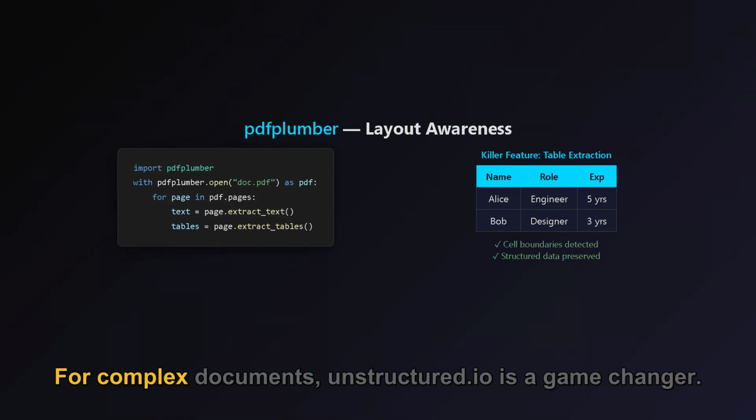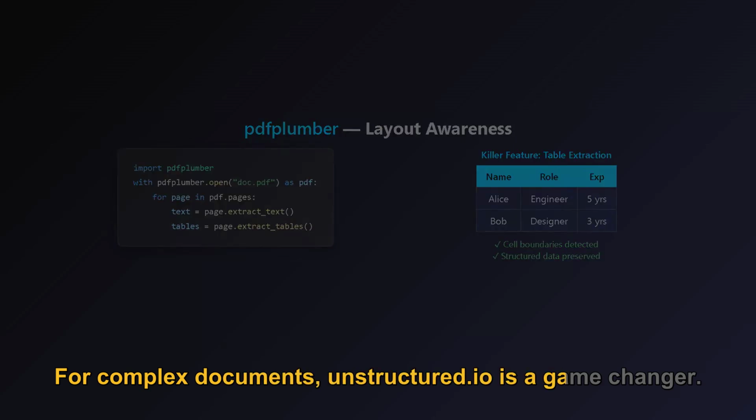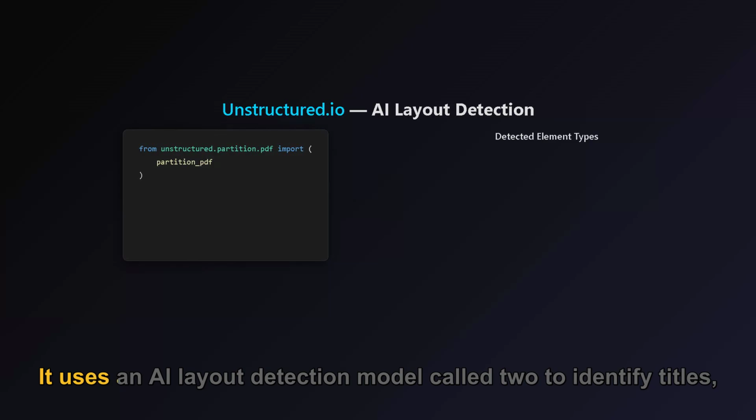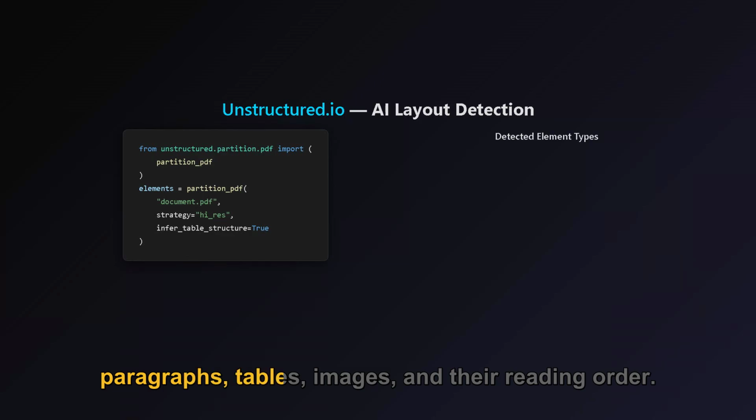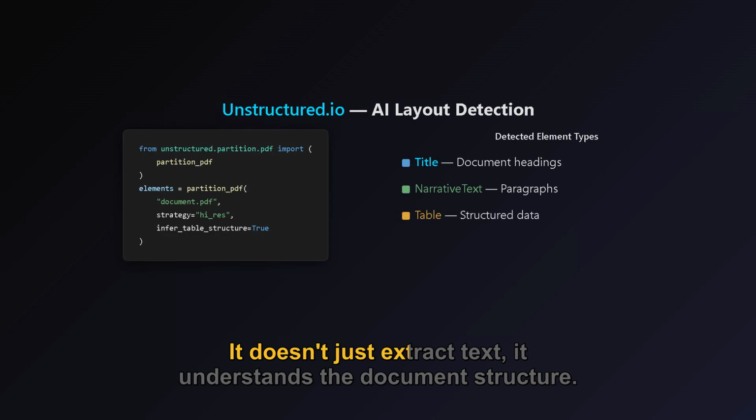For complex documents, unstructured.io is a game changer. It uses an AI layout detection model called Detectron2 to identify titles, paragraphs, tables, images, and their reading order. It doesn't just extract text, it understands the document structure.